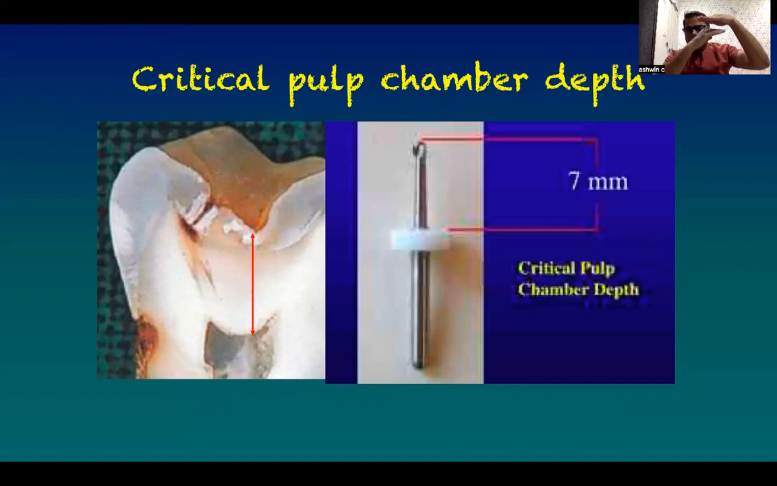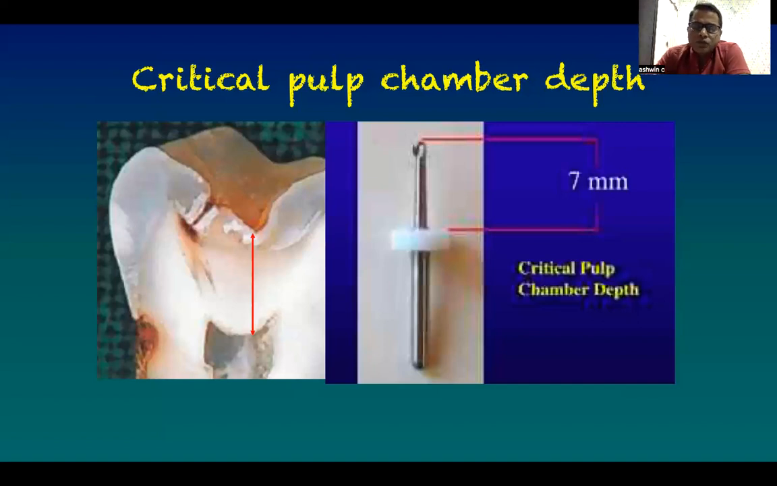If this is the tooth, this is the top of the tooth, and this is the roof of your chamber. Chamber is nothing but the room. It has a roof, it has a floor, and below the floor there is a furcation, or below the floor there is a perforation. So you have to reach the roof, and the critical pulp chamber depth is the distance between the central fossa and the roof of the chamber, and this is generally 7 millimeter.